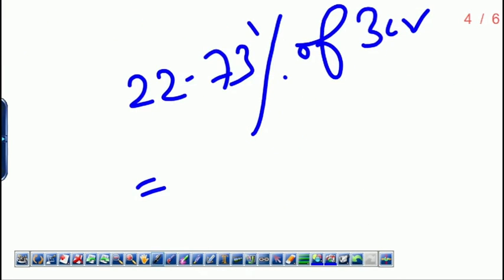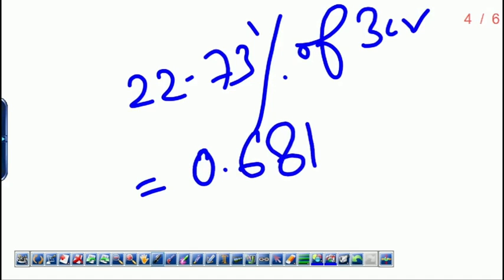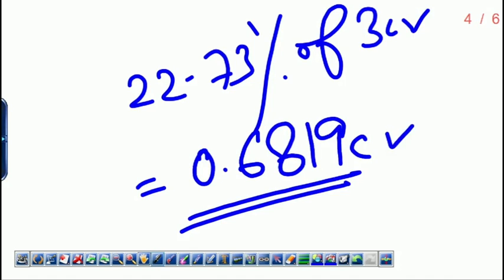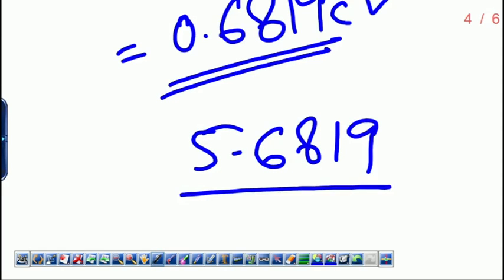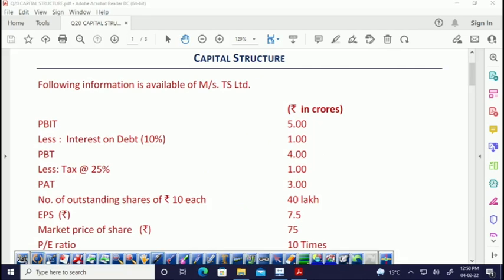22.73% of 3 crores, in crore form, not in absolute form. 3 into 0.2273. Give me the decimal, in higher decimal please. 3 into 0.2273 is equal to 0.6819 crores. 0.6819 crore is the extra EBIT. So EBIT in future will be 5.6819. 5 crore is the existing EBIT before the project. 5.6819 crore shall be the future EBIT.